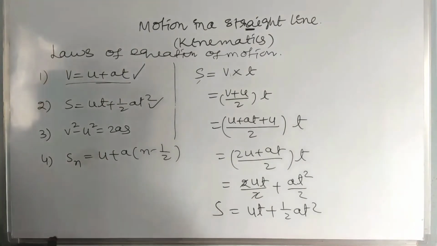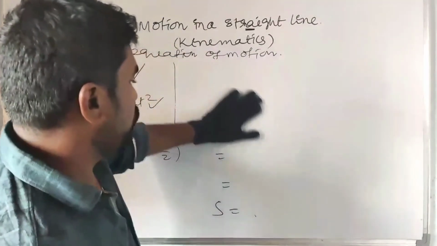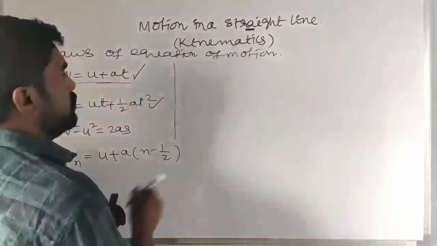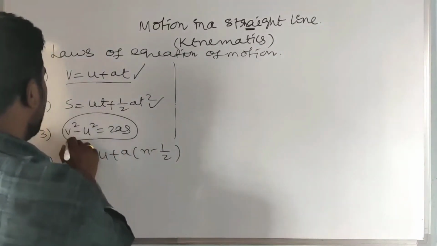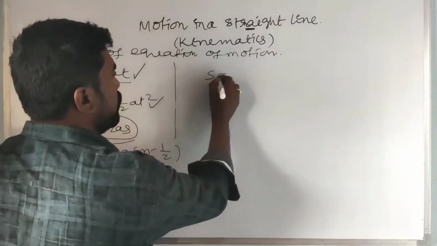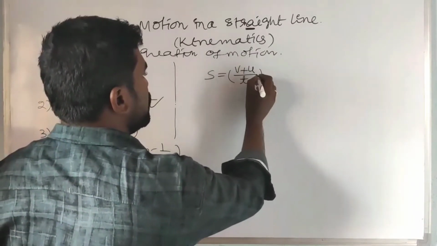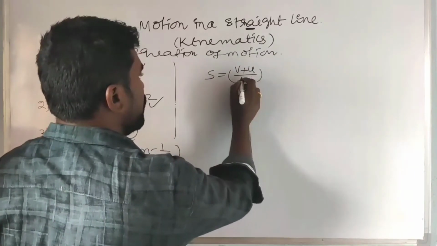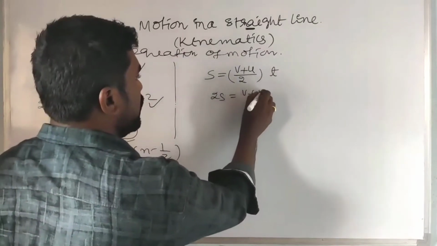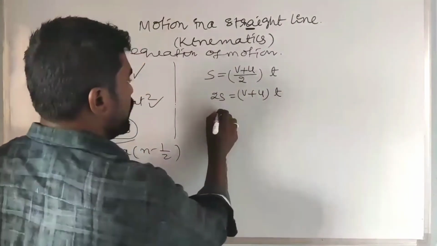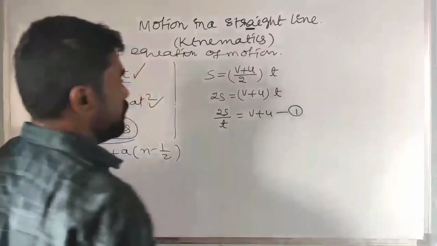Right. And also we can derive the third equation, V square minus U square equal to 2AS. So from the displacement we have to derive one more equation, that is V square minus U square is equal to 2AS. For this, the displacement, you already know, is average velocity into time. Average velocity is (V plus U) by 2, into time. So 2S is equal to (V plus U) into time. So 2S by T is equal to V plus U. This is equation 1 here.